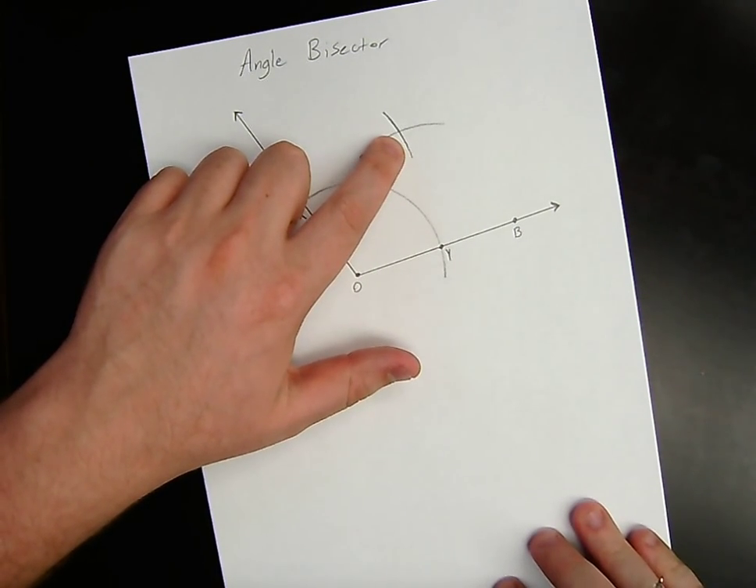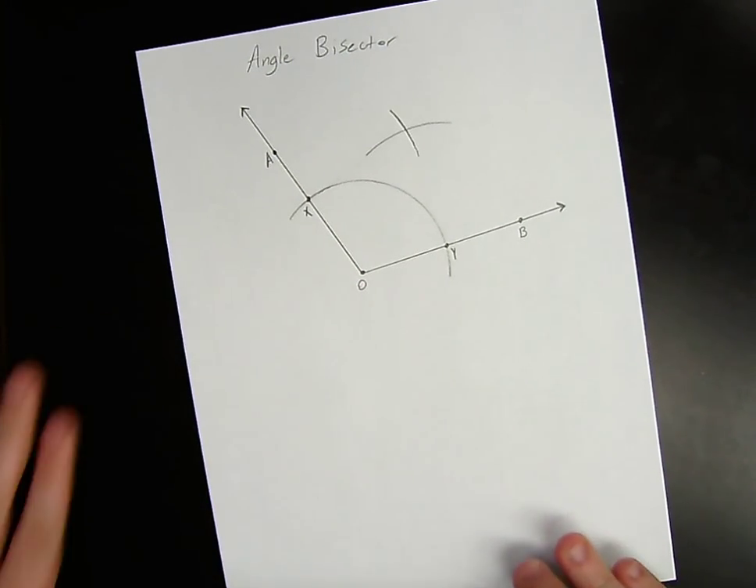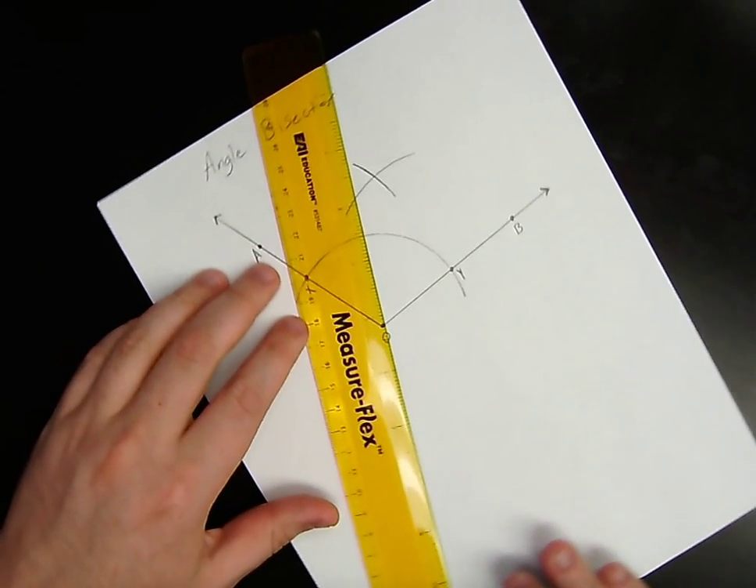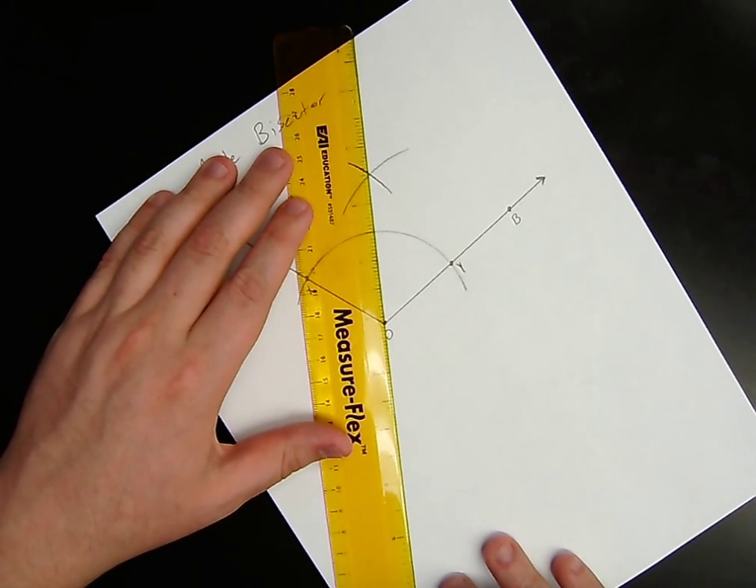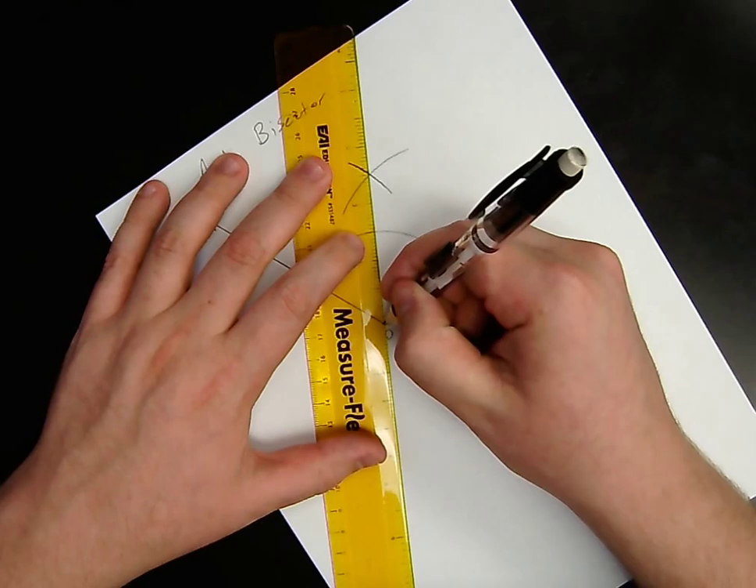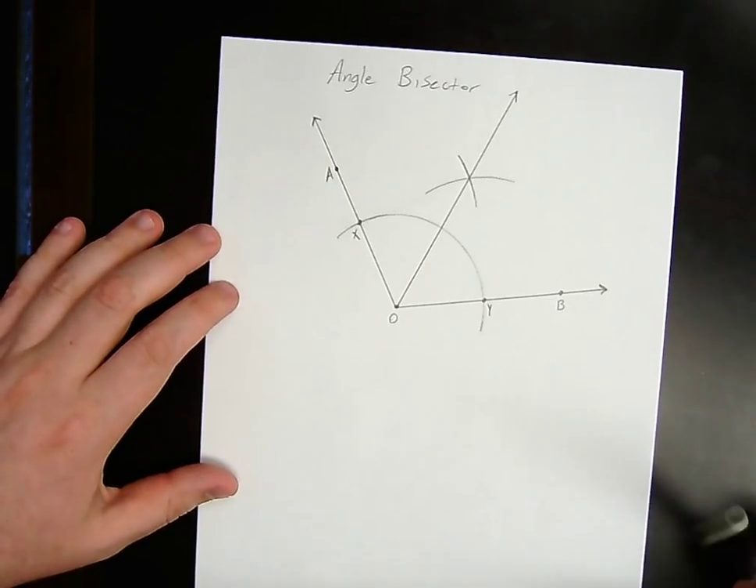And I only did one overlap because I know that it has to go through the vertex. So I'm going to go ahead and use the vertex as one of the points to connect. Only do one overlap and just go ahead and connect what I've got. And here's my angle bisector.